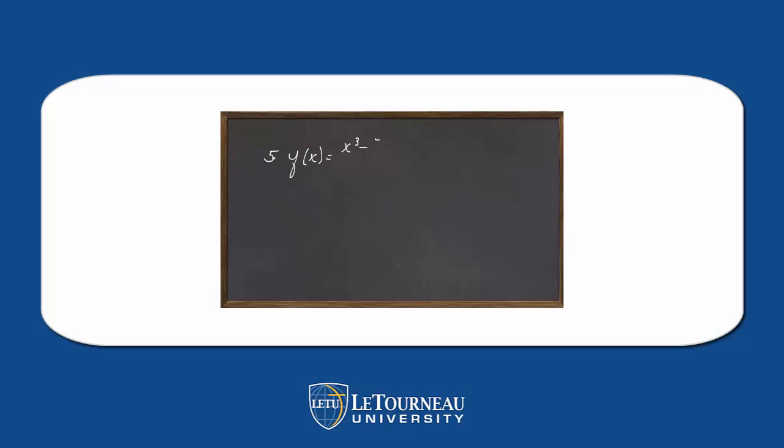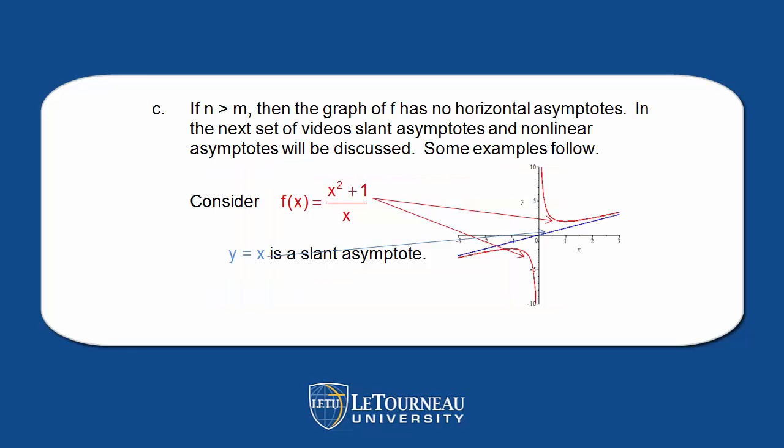How about another one here? F of x equals x cubed minus 7x over 8 minus 3x plus 4x cubed. So a sub n is 1, b sub m is 4, so y equals 1 over 4 is the horizontal asymptote. Now, we have some other types of asymptotes when n is greater than m. Then the graph will have no horizontal asymptotes.